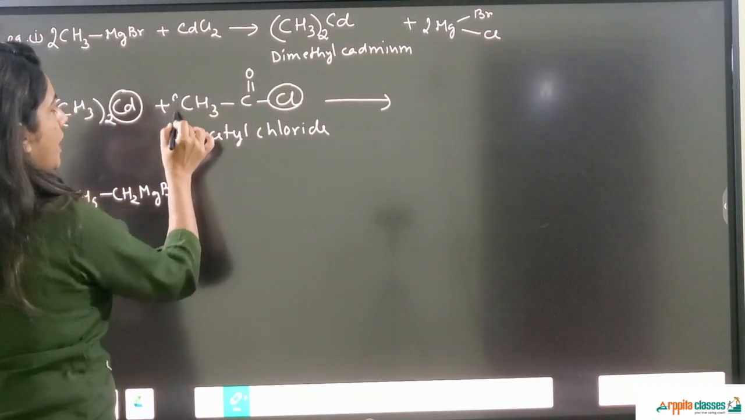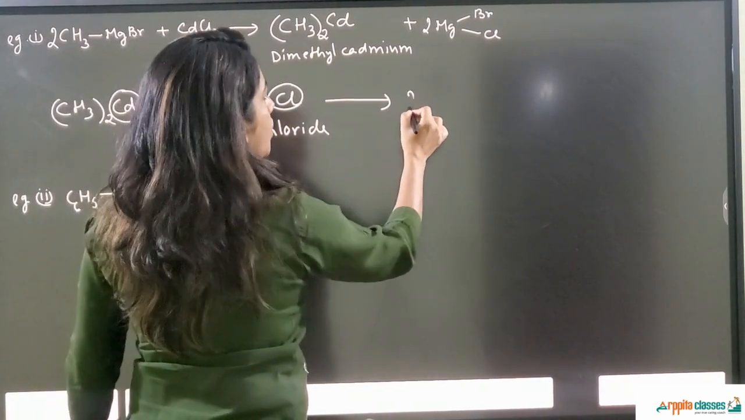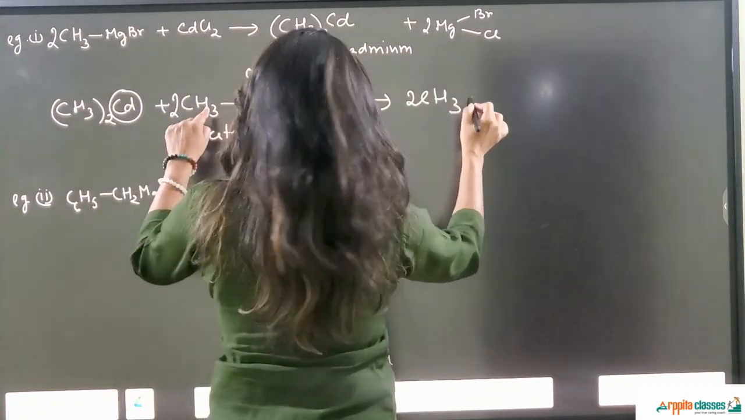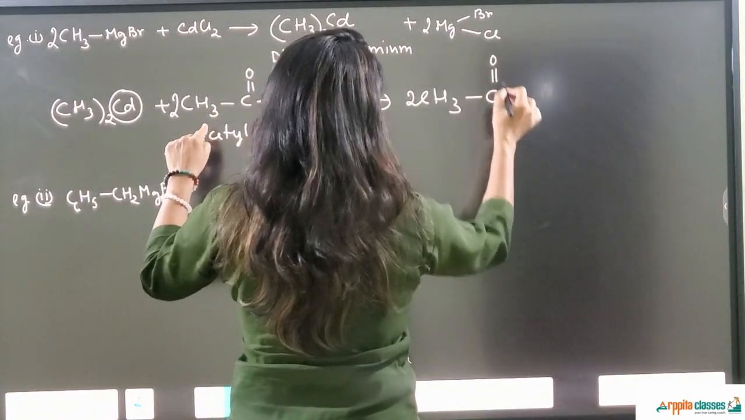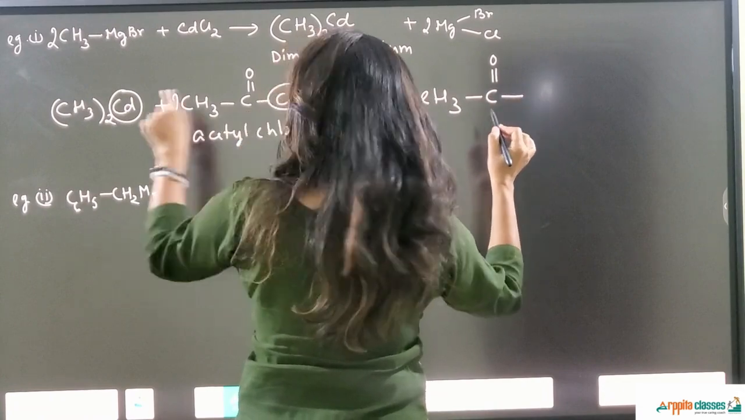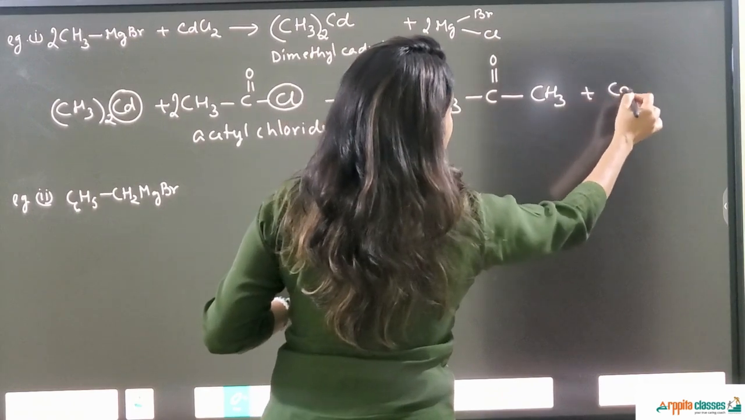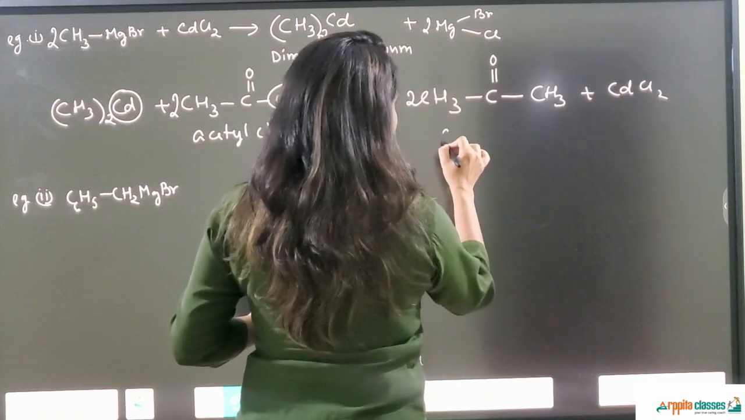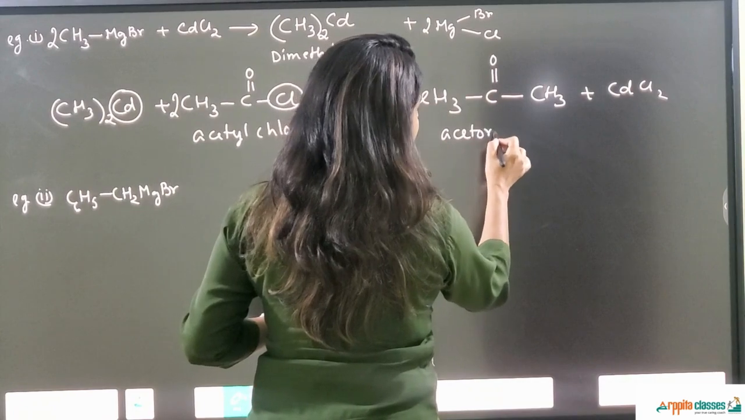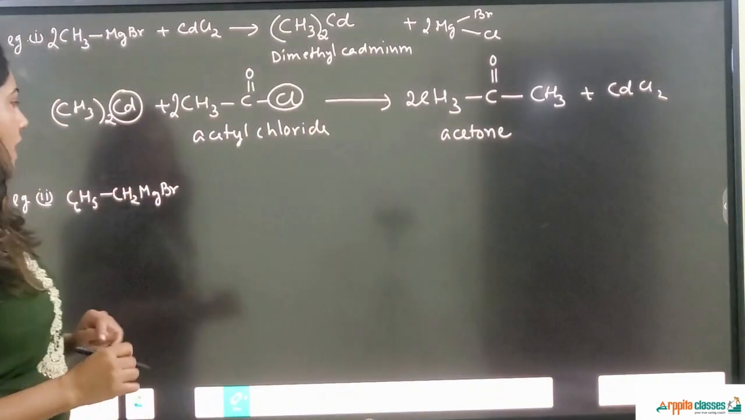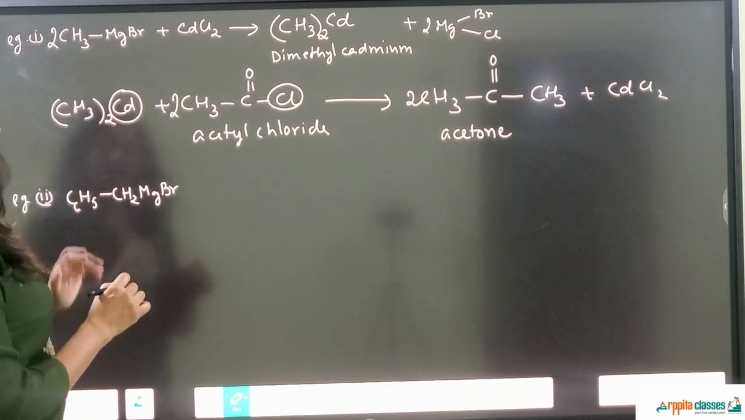CdCl2 will come out. So make it 2. So you're getting 2CH3, C double bond O, and Cl is coming out, 2Cl. Instead of that, 2CH3 will come here, and this will be CdCl2. This is called acetone. I hope you understood. Same thing we'll see here.